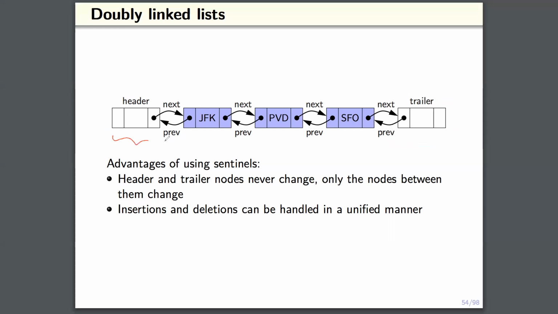That means these header and trailer do not store data, right? Data is not stored here. They are just present there as a starting point. Compare it with the head node of SLL. The head node was storing data. The tail node was storing data, but here header and trailer do not store data.